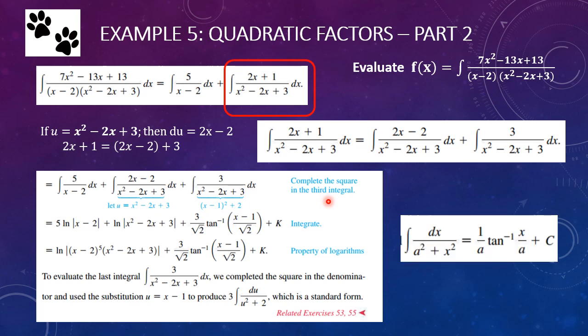If you remember from the last chapter, the integral of dx over a squared plus x squared equals 1 over a times the inverse tangent of x over a. And that's what we have here. Of course, there's a 3 on top instead of a dx, but we can pull that out in front, so it becomes a multiplier. So we get 3 times 1 is 3 over a, which was the square root of 2, times the inverse tangent of x, but in this problem x minus 1 is the u substitution for x, over a, which is the square root of 2. So you can see all of those.